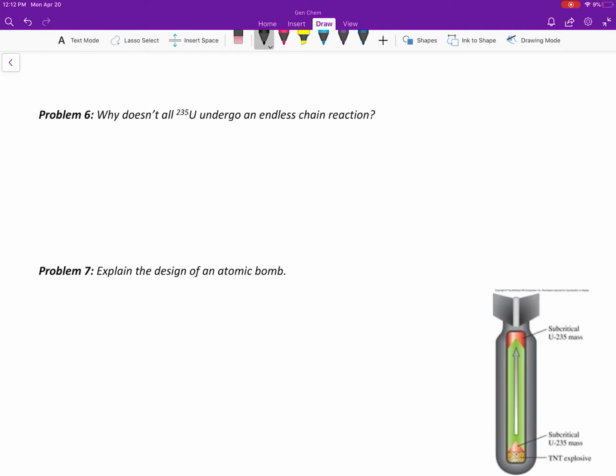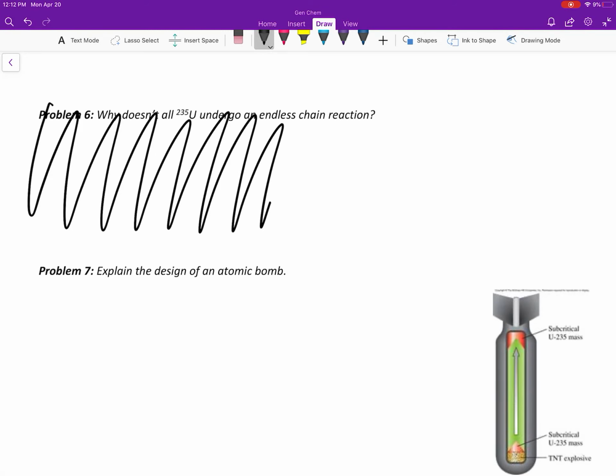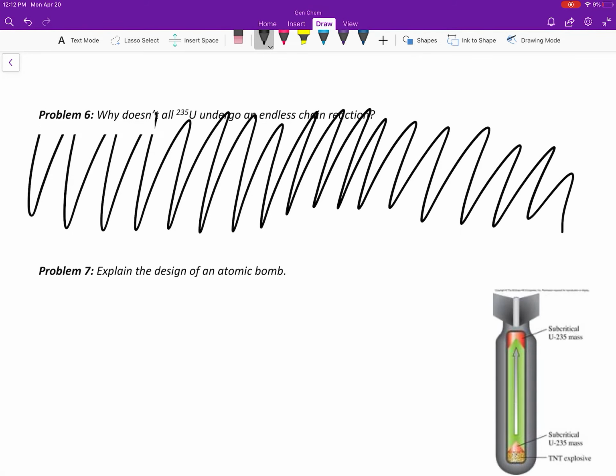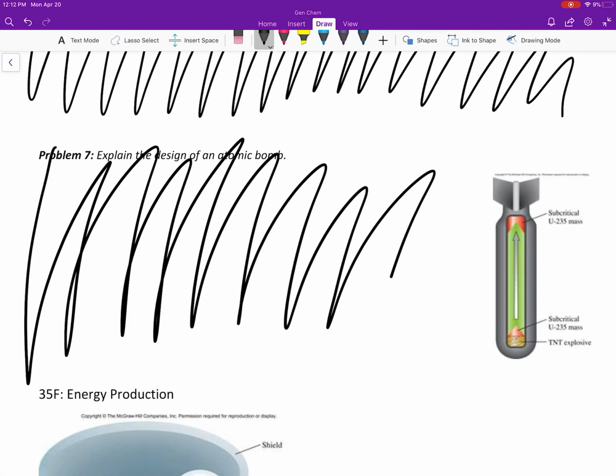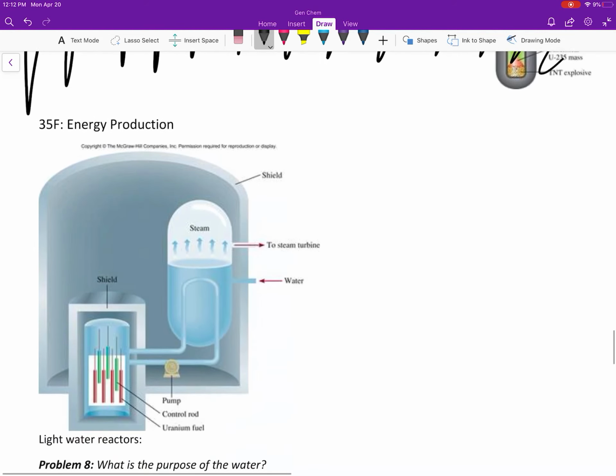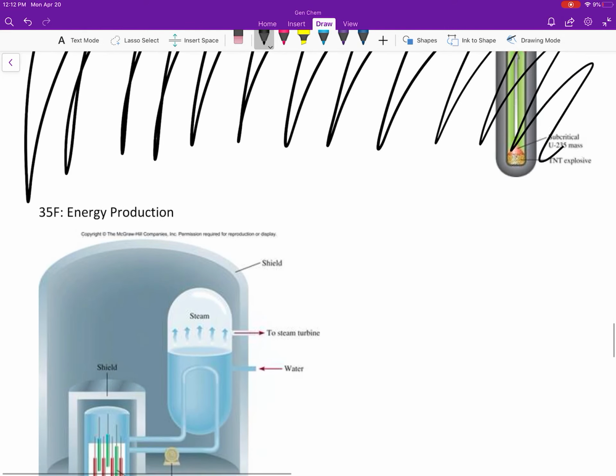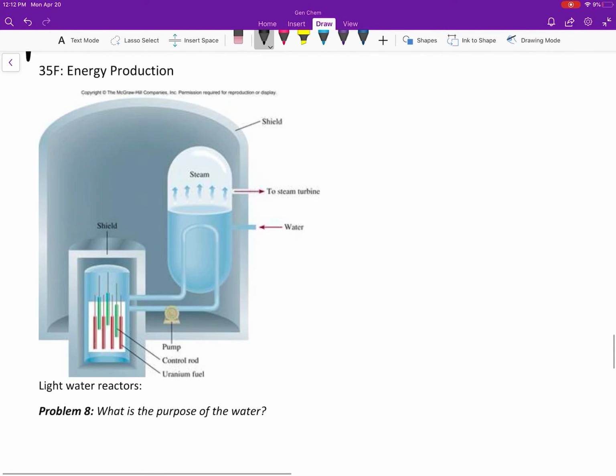Why doesn't all uranium undergo an endless chain reaction? We're not going to worry about that. It's not going to show up on your ACS exam. We're also not going to worry about the design of an atomic bomb. Okay, so omit those two questions. We're not going to talk about bombs.